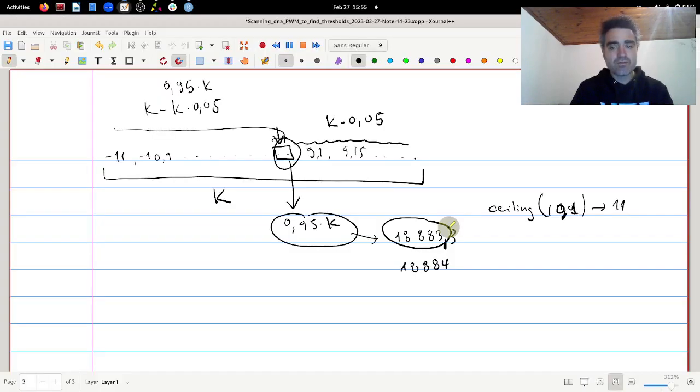So this is a way to find thresholds using the concept of p-values. I hope that all the concepts were clear. Thank you very much.